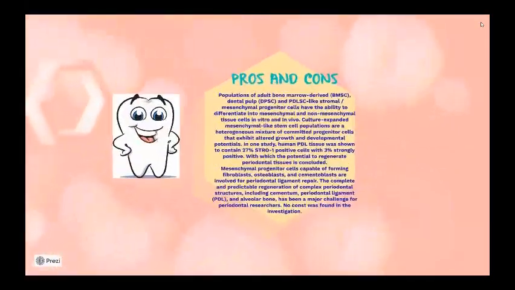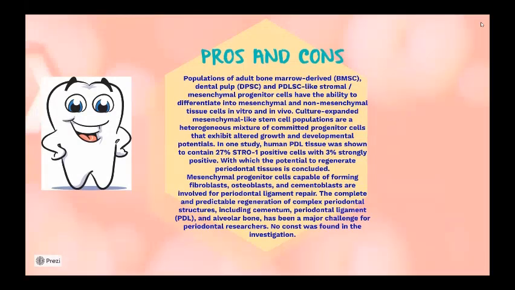Pros and cons. Populations of adult bone marrow-derived BMSC, dental pulp DPSC, and PDLSC, like stromal, mesenchymal progenitor cells, have the ability to differentiate into mesenchymal and non-mesenchymal tissue cells in vitro and in vivo. Culture-expanded mesenchymal-like stem cell populations are a heterogeneous mixture of committed progenitor cells that exhibit altered growth and developmental potentials.